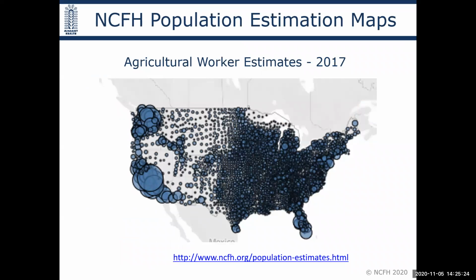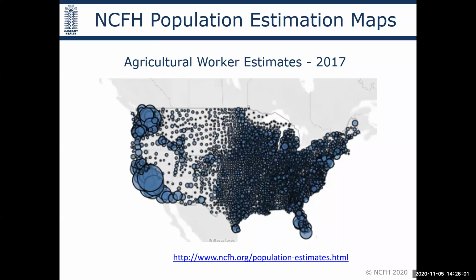Another great resource that is on our website is our population estimate maps. So this map displays the 2017 estimates of the number of crop and animal production workers in the US by county. And these estimates include crop and animal production workers, but we're not able to separate the two sectors or provide an estimated number of adult and child dependents. But you can zoom into your state, hover over the dot, and you'll see county information.